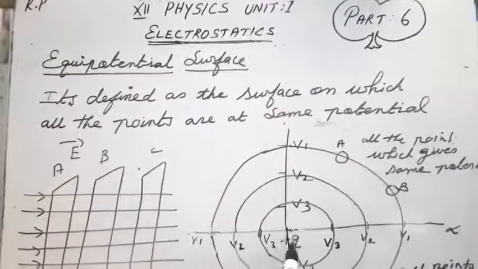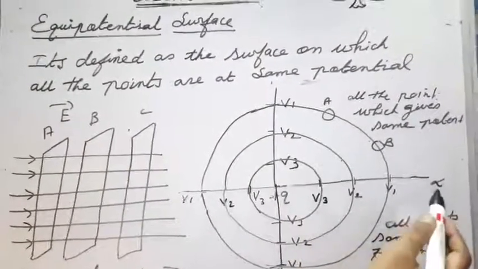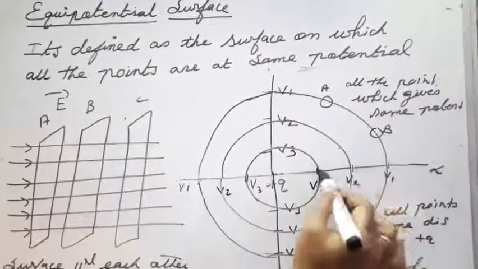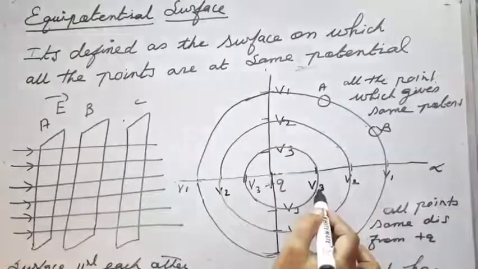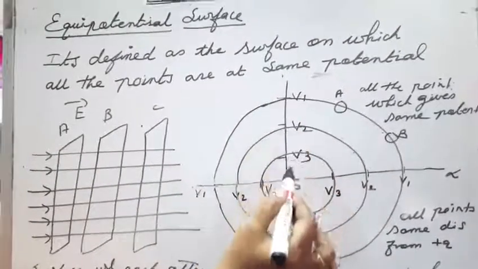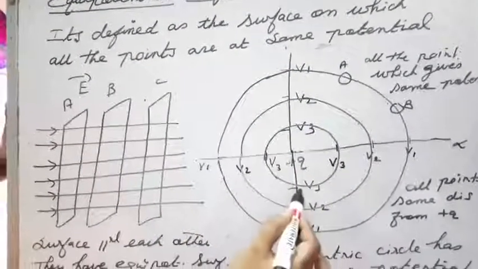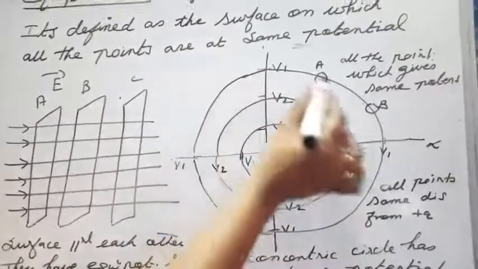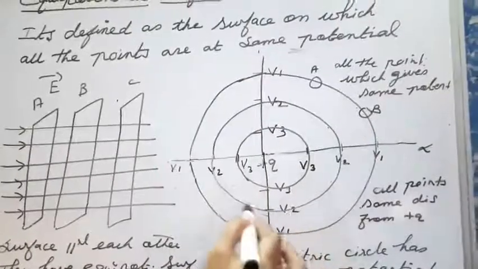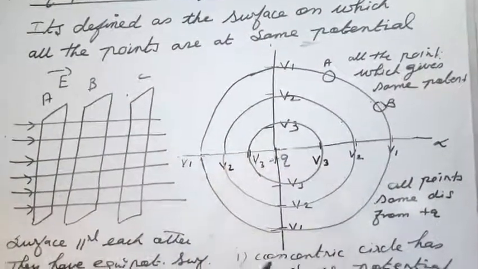Suppose you take a plus q point charge, with points extended to infinite distance. We can take three points of potential v1, v2, v3, and here extended in this direction again v1, v2, v3, and on the opposite side v1, v2, v3, and downwards v1, v2, v3. All the v1 points we connect, and one concentric circle is formed. Again v2 I connect, and v3. So it looks like a sphere.